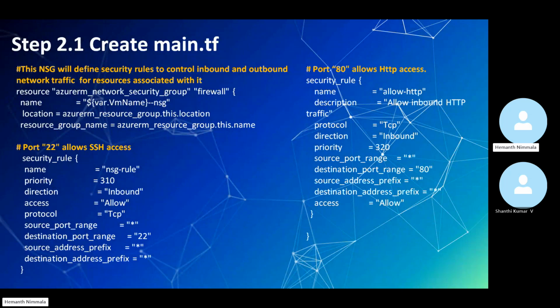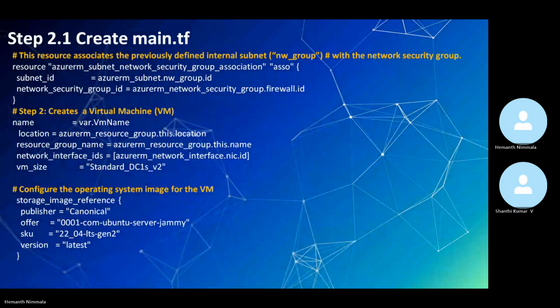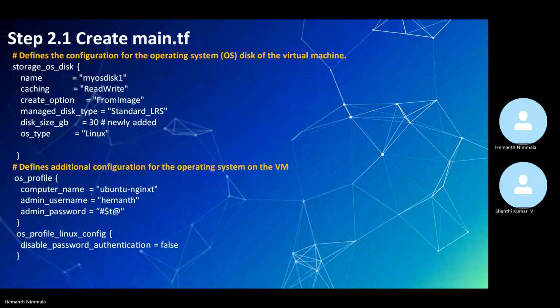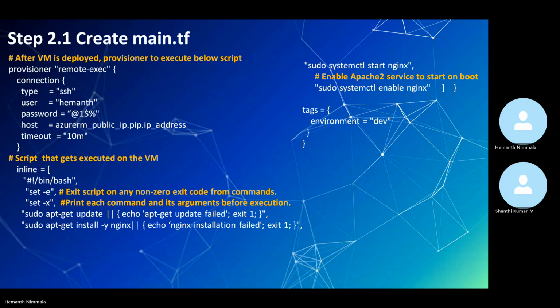So here we can see the network security group allowing both ports, HTTP and SSH. After that, we are also creating the virtual machine. This is the code for that. And we are giving some specific details about the version, the disk type, the image. So all details will go here. Under provisioner, we'll be using this to basically execute some of the commands on the VM to install our Nginx web server.